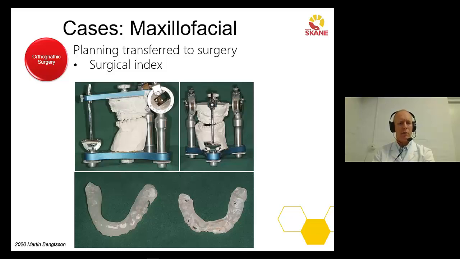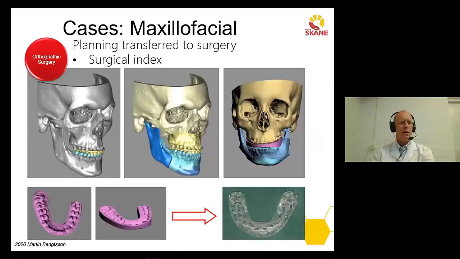And of course, the digital planning is an advantage compared to before computers. So today we do the planning, as you can see in the upper row. We do the design of the surgical index, and that is on the right in the upper row. And then in the lower row, you have the extracted design sent for 3D printing, and in lower row to the right, you have the printed surgical index.